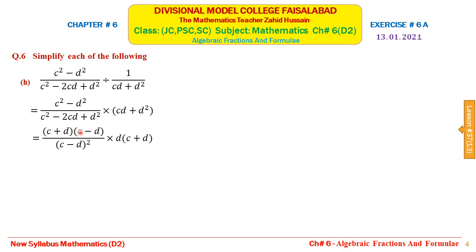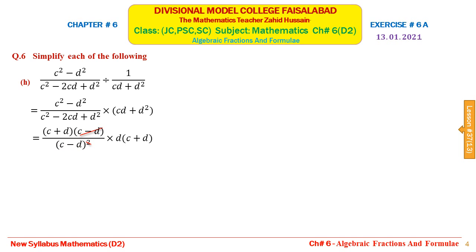It is c plus d, c minus d, and this is the square of c minus d, whole square, multiplied by d is common from these two, and we are left with c plus d. Now we will cancel the common factors. C minus d is cancelled with this power, because c minus d is the same as c minus d, its power 2, its power 1. From power 2 we will subtract power 1, we will get c minus d.